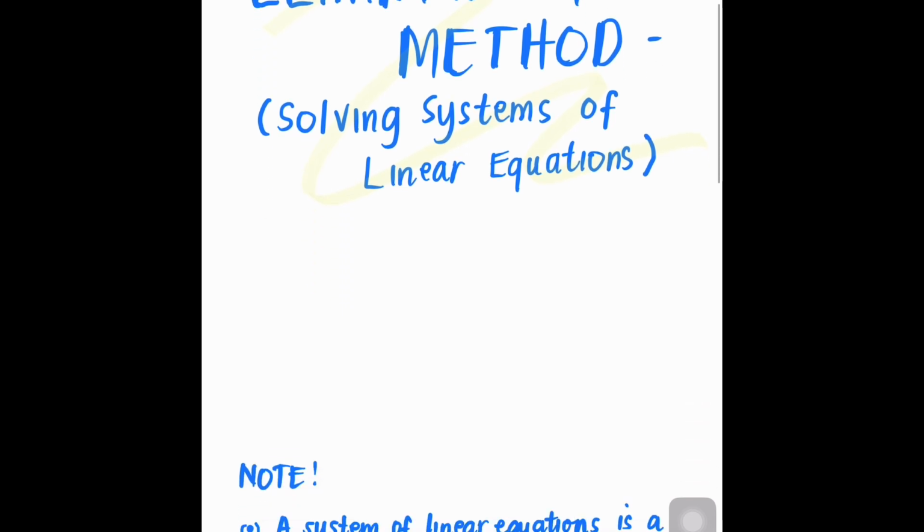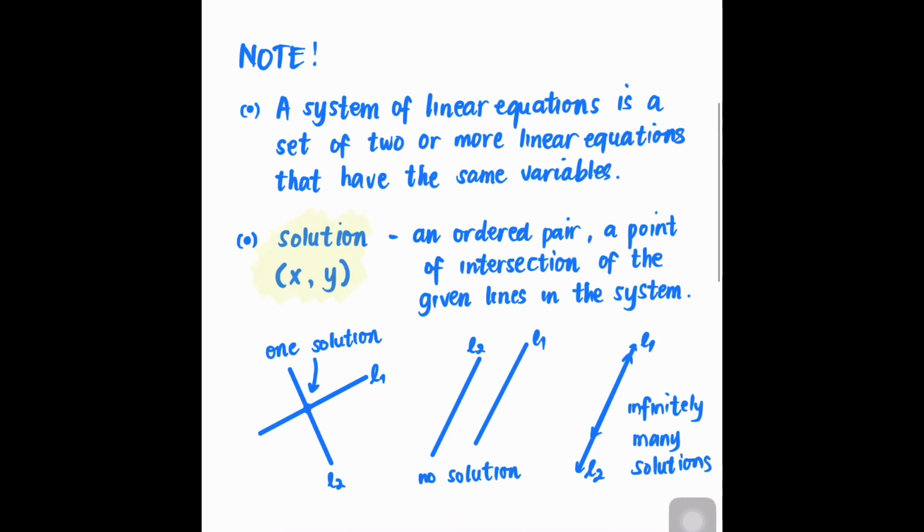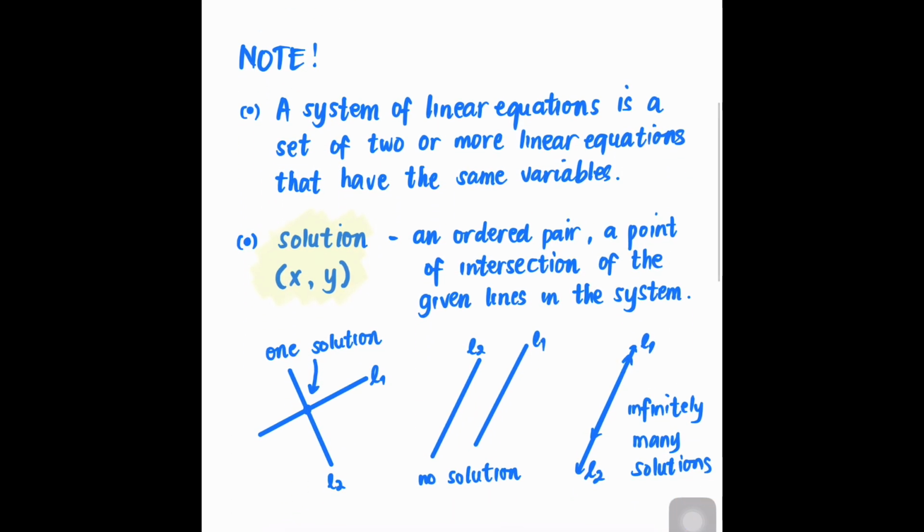But first, let's take a look at some important notes about a system of linear equations, which is a set of two or more linear equations that have the same variables. And we're solving the system and looking for the solution to the given system. And the solution is an ordered pair, or a point of intersection of the given lines in the given system.